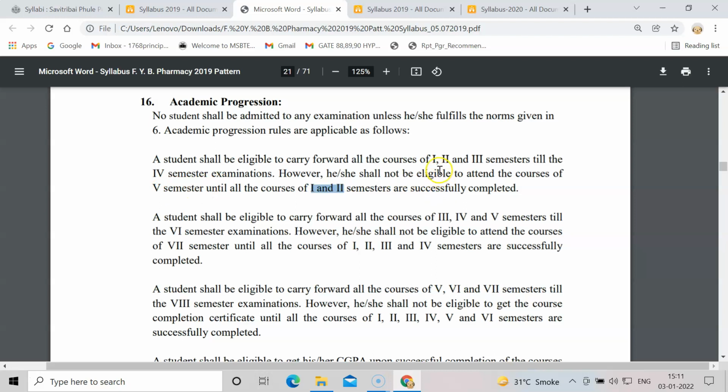Means you are having ample time. Earlier it was a little bit different, so you could attend till the second year even if you were not passing, but in the 5th semester you need to clear first and second semester.